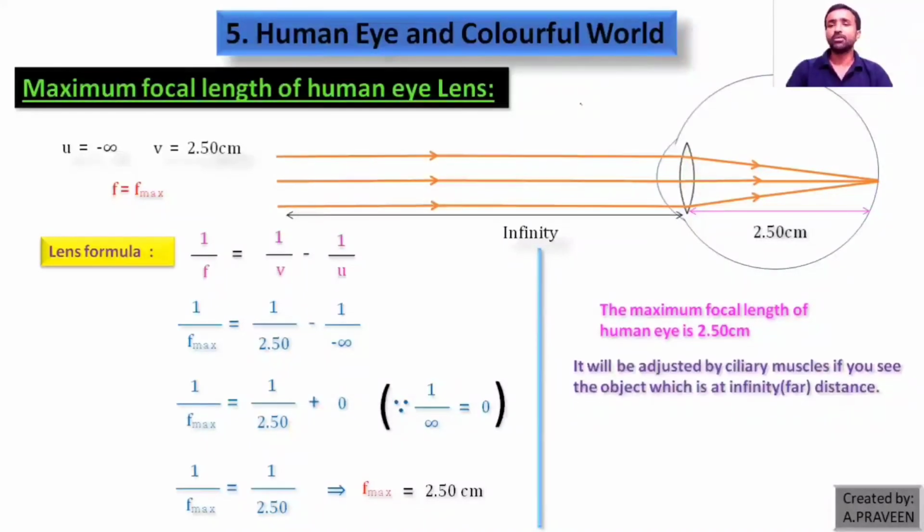It will be adjusted by the ciliary muscles if you see an object which is at infinity distance, very far from your eye, before your eye. So this is the concept. That means the maximum focal length of the human eye lens is calculated like this. I think it is clear to you.